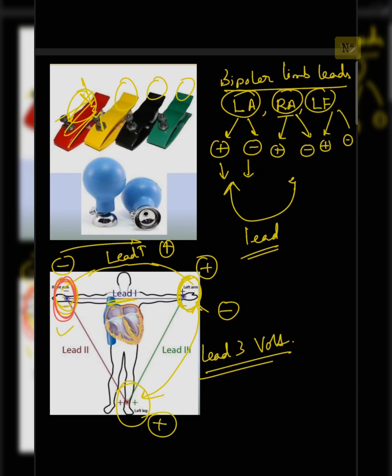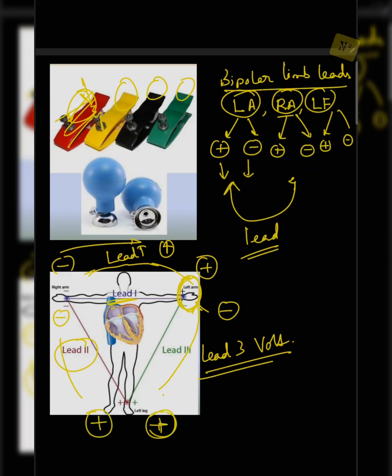Similarly, if we are using this and this, that is the right arm electrode and the left foot electrode simultaneously with the galvanometer, while keeping the left arm terminal potential absolutely zero by passing it through the Wilson's terminal, what happens? The volt that is detected is called the lead 2 volt. In this case, the right arm acts as our negative terminal, and the left foot acts as our positive terminal.